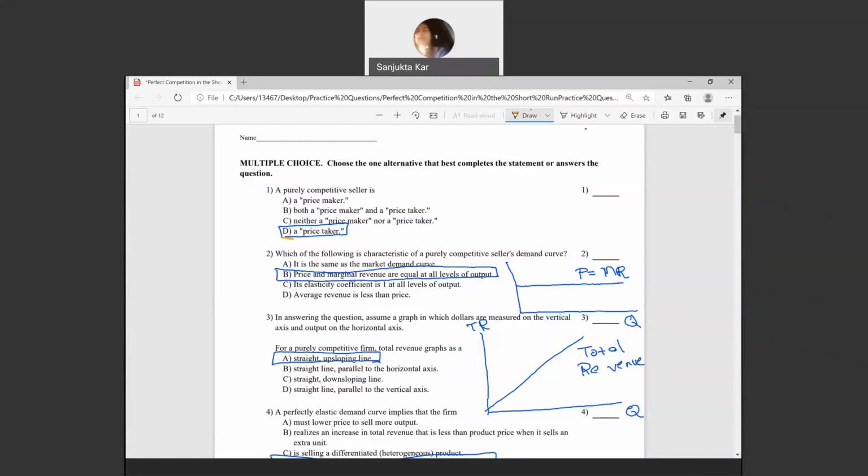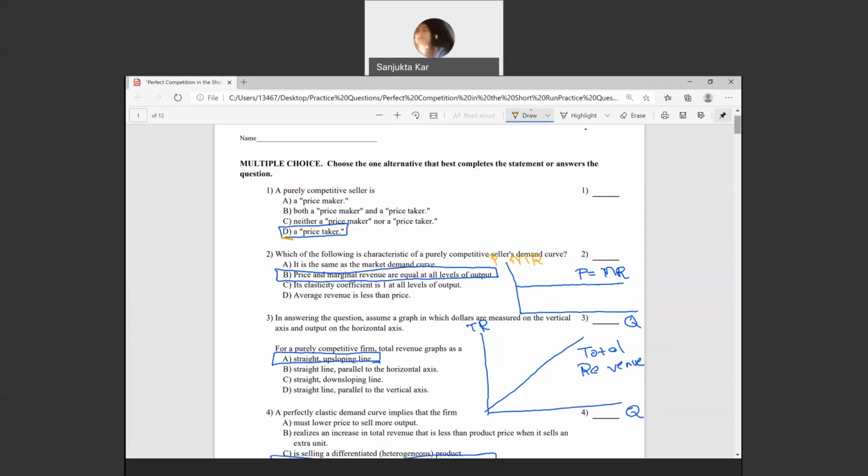Then the next one, which of the following is a characteristic of purely competitive seller's demand curve? This one is price and marginal revenue will be the same, and the price and marginal revenue is a horizontal straight line. So the answer to question number 2 is B.